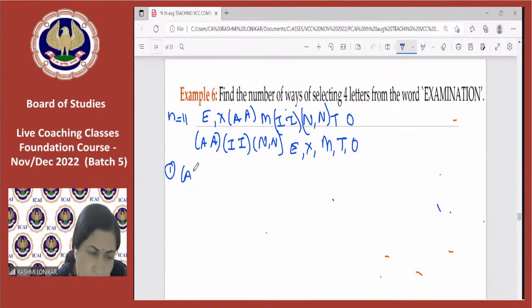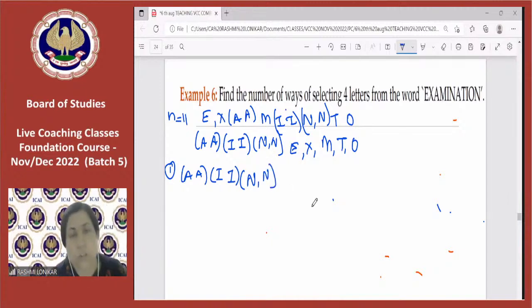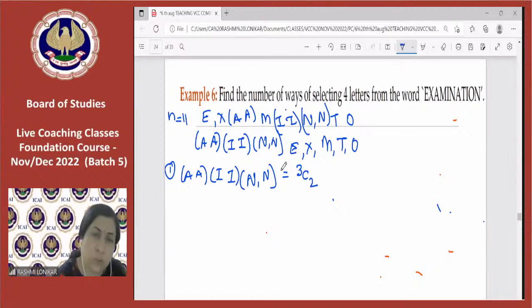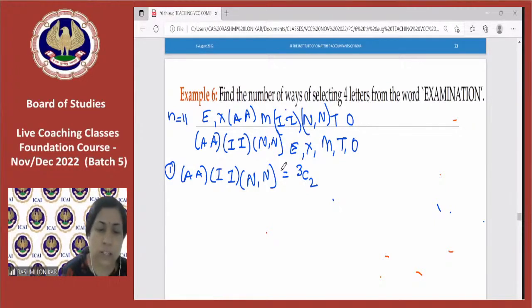I select only from AA, II, and NN. Okay, so what happens here is I can select any 2 amongst them. So this will be 3C2, because out of these 3, I'm selecting any 2. So I can select AAII, or I can select IINN, or I can select AANN. Okay, this is clear? Yes.